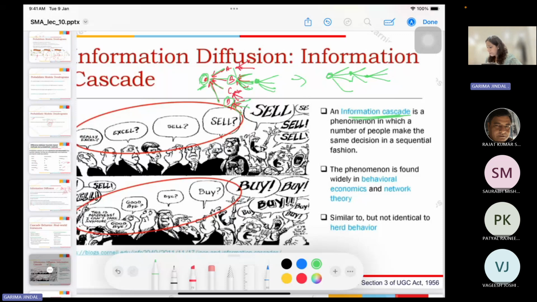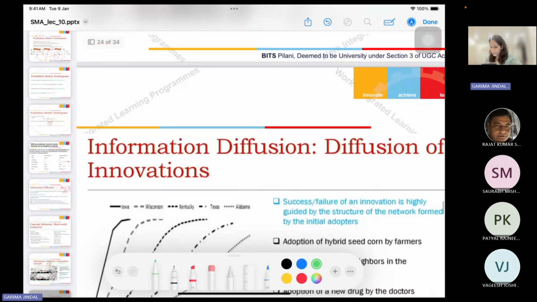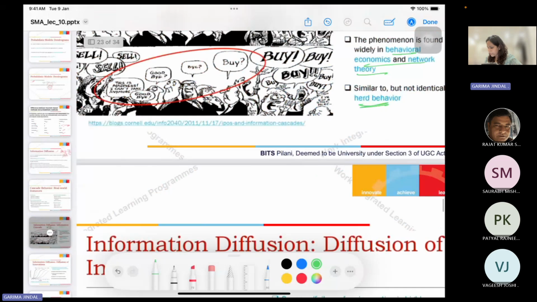An information cascade is a phenomenon in which a number of people make the same decision in a sequential fashion. These people are making the decision, or spreading the information, in a sequential fashion. From one person the information spreads to another, and then from another further on, and so on. The phenomenon is found widely in behavioral economics and network theory. It is widely seen in our social networks, and it is similar to, but not identical to, herd behavior. I will explain what herd behavior is.